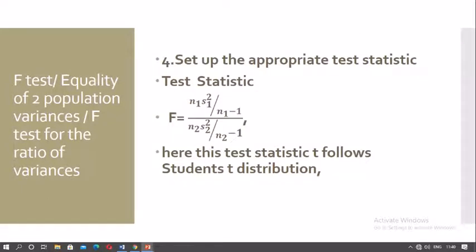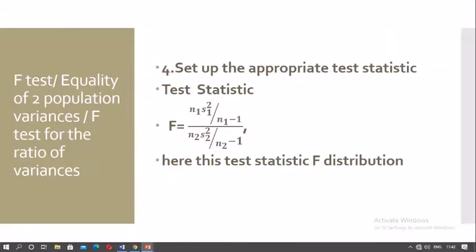Now let's have a look at the test statistic. This is how your test statistic looks for the F test. F is equal to n1 s1 square divided by n1 minus 1, the whole divided by n2 s2 square divided by n2 minus 1. And here this test statistic follows the F distribution. I'm really sorry, this is not the student t distribution.